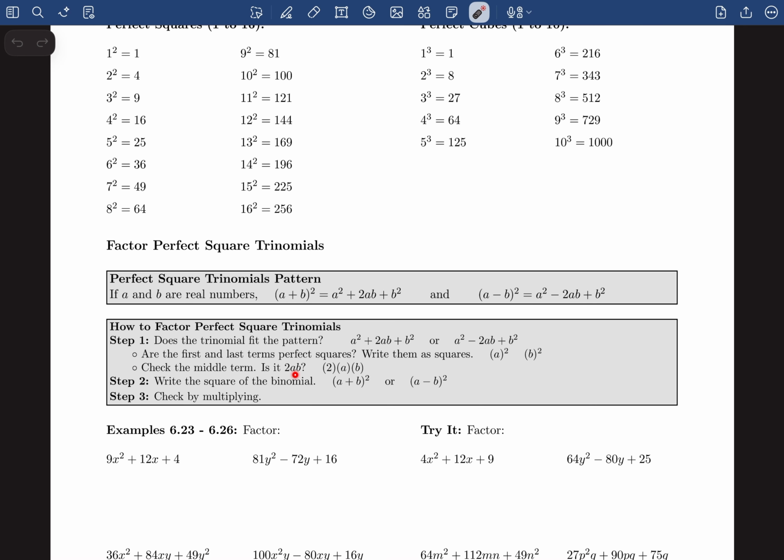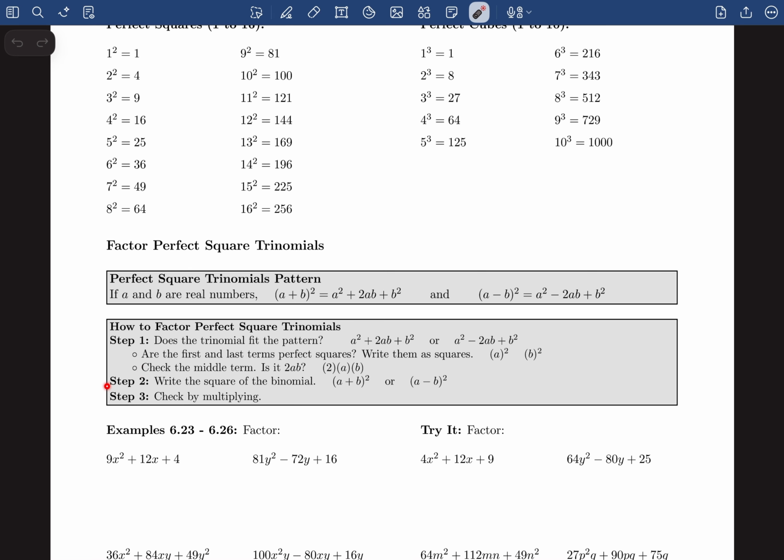Is it 2 times A times B? So like this example, if I have 12x, is it going to be 3 times 2 times 2? Yes, that is 3 times 2 times 2. We'll address that a little more in depth as we move forward. But if it satisfies these two conditions, then it is a perfect square trinomial.